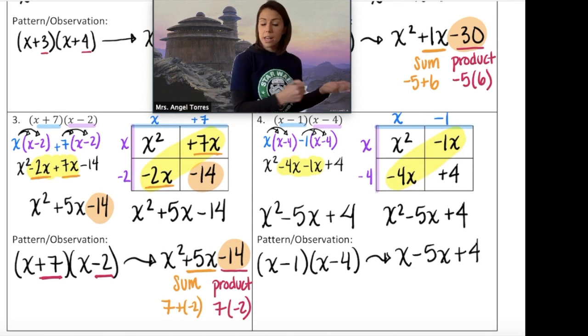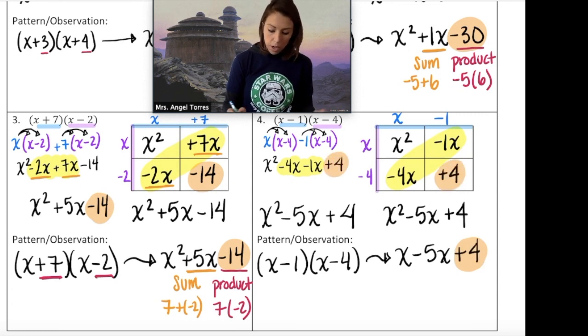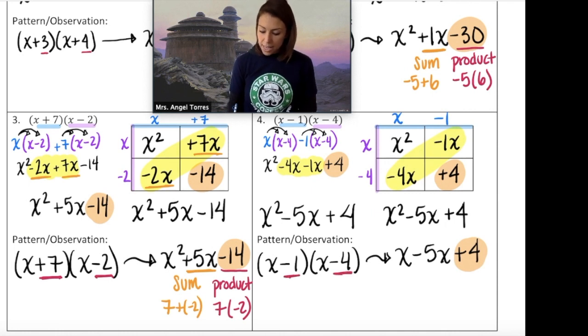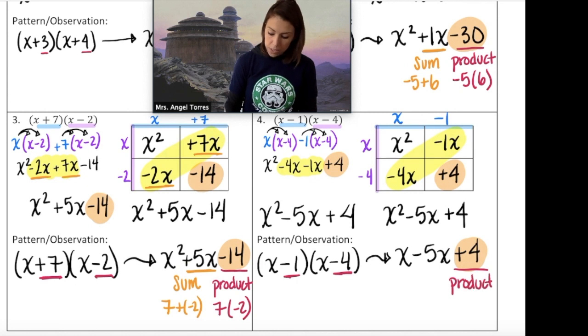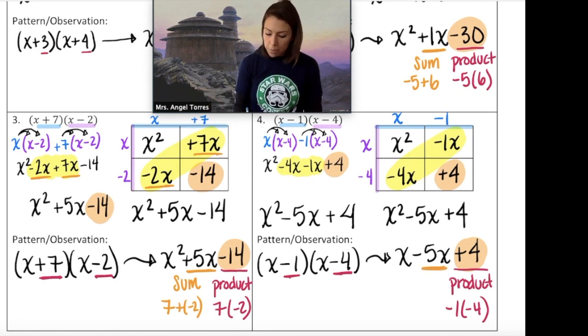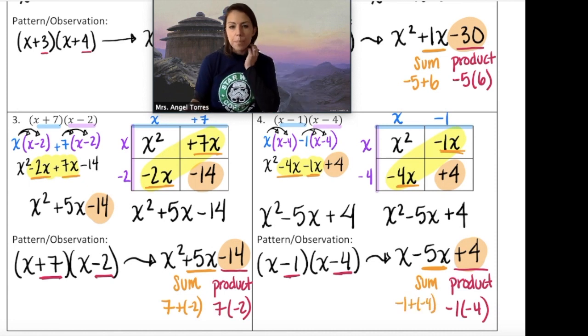What about this one in number 4? Where did that positive 4 come from? That came from multiplying our two constants of negative 1 and negative 4, because negative 1 times negative 4 is positive 4. So this was the result of multiplying those two constants. And where did the negative 5x come from? That came from adding negative 4 and negative 1. This was the sum of our two constants.